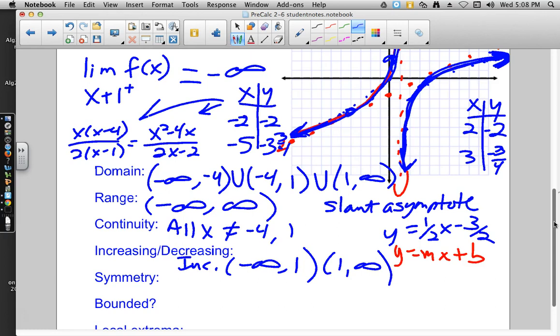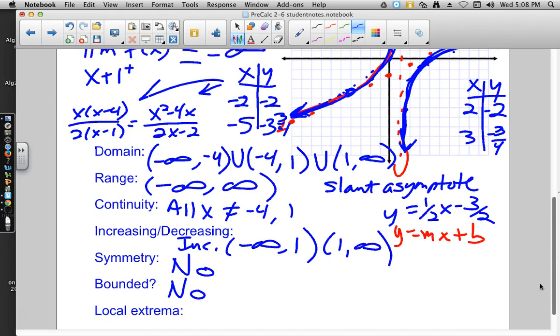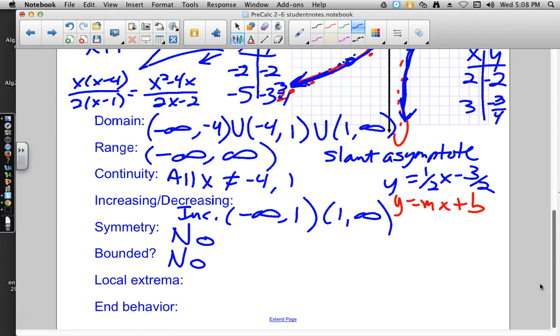Symmetry? No, I mean, we're talking about even or odd symmetry, and this is not going to have that. So that's a no. Bounded? Remember, we had a range here that was negative infinity to infinity. So that's a no. That is not bounded. And then local extrema. Well, no, we don't have any local maxes or local mins. This is nice and continuous and flowing, so we don't have any of that.